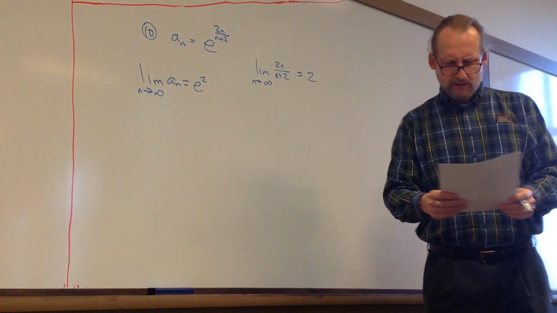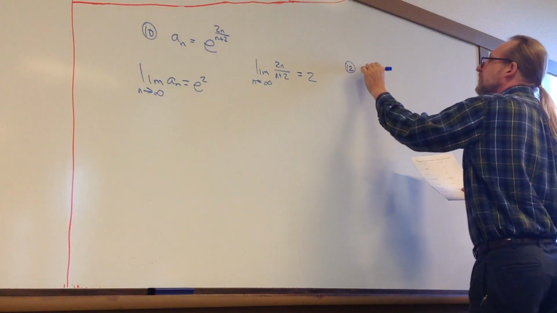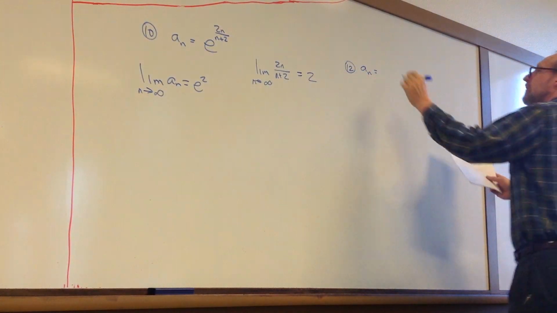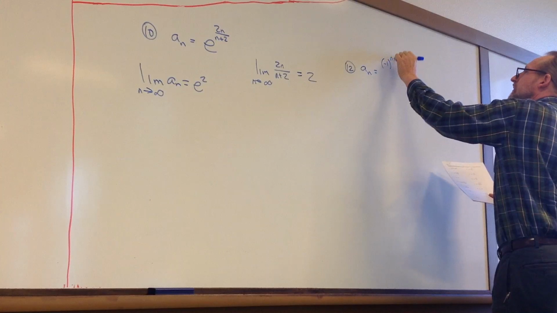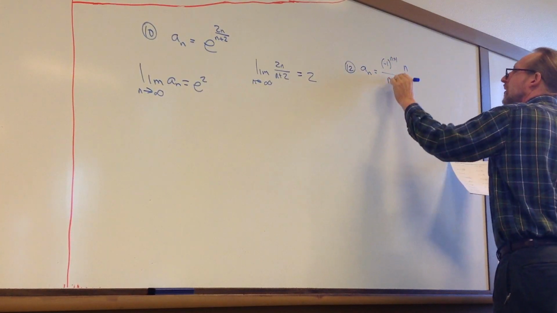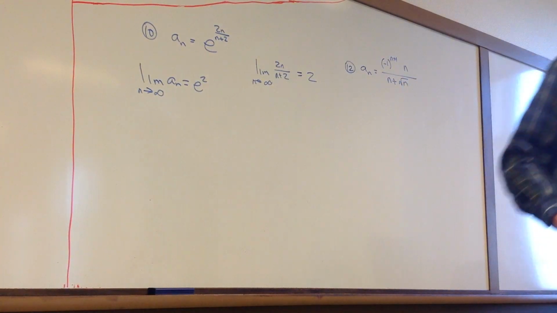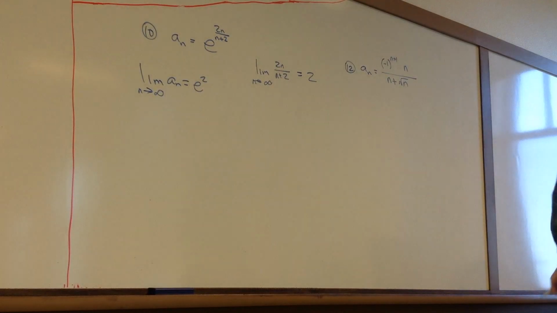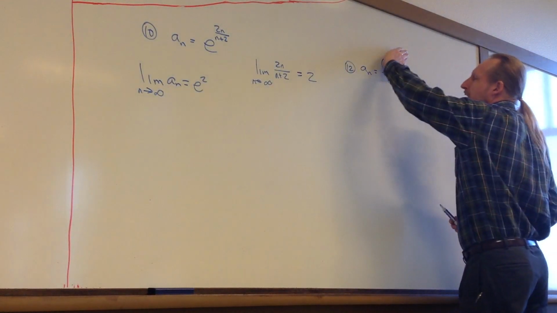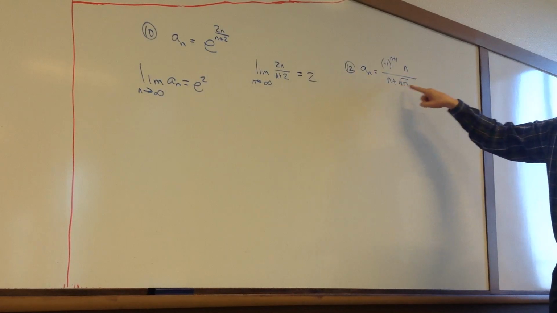All right, number 12. Number 12 is an alternating sequence. We've got this -1 to the n plus 1, and then n over n plus square root n. Okay, so ignore the -1 for the moment, and let's look at what these n's are doing right here.